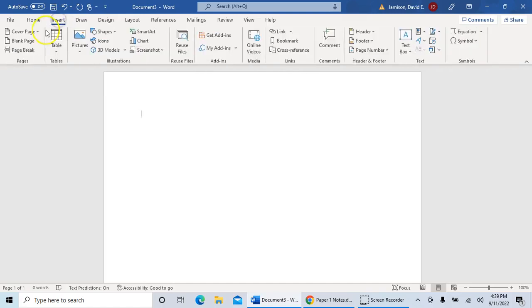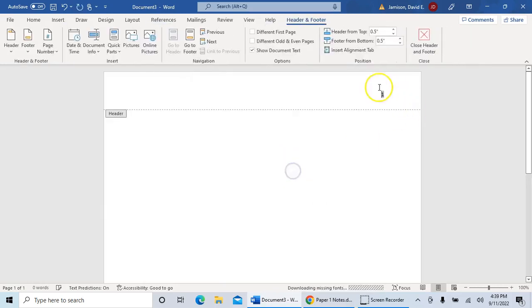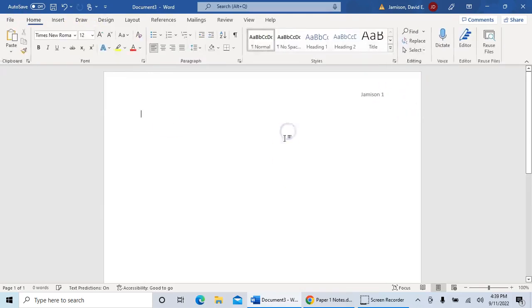which is insert page number, and you're going to go top of page, right side. That'll put the page number in there, and now you're just going to put your last name. Alright. Now, you'll have your heading, your standard MLA heading. That's your name, my name, our section number, and the date.